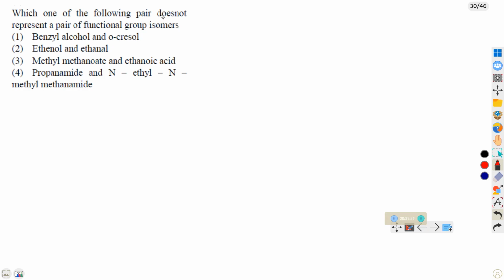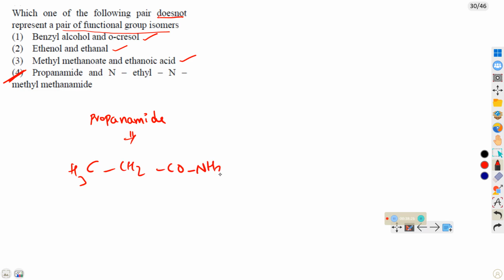Which one of the following pairs does not represent a pair of functional group isomers? This is a functional group isomer. Ethanol and ethanol, yes, functional group isomer. Methyl methanoate and ethanoic acid, functional group isomer. The fourth one is not. Why? Because propanamide formula is CH3CH2CONH2. Next, N-methyl methanamide formula is HC=O, N-methyl, CH3, C2H5. Total here 4 carbons, but here 3 carbons only.